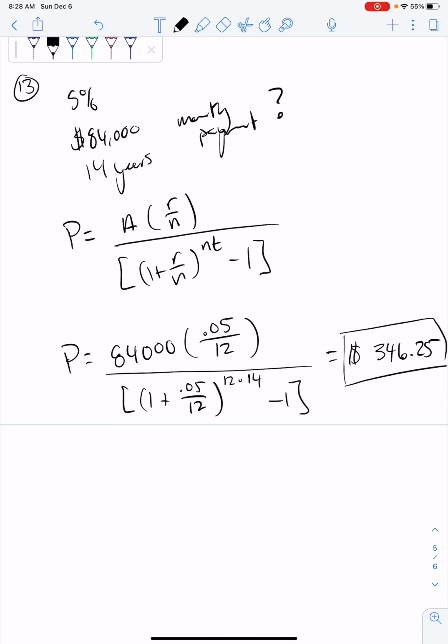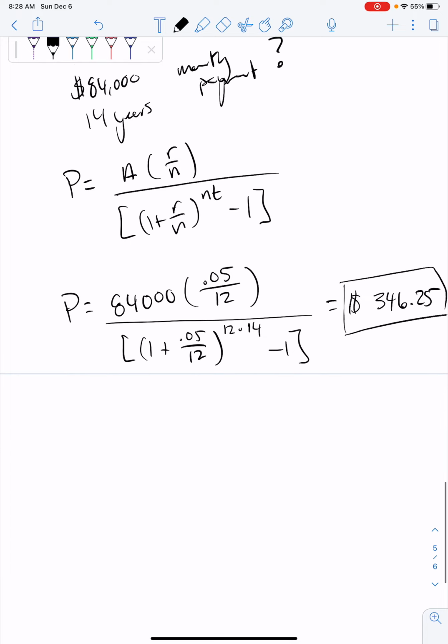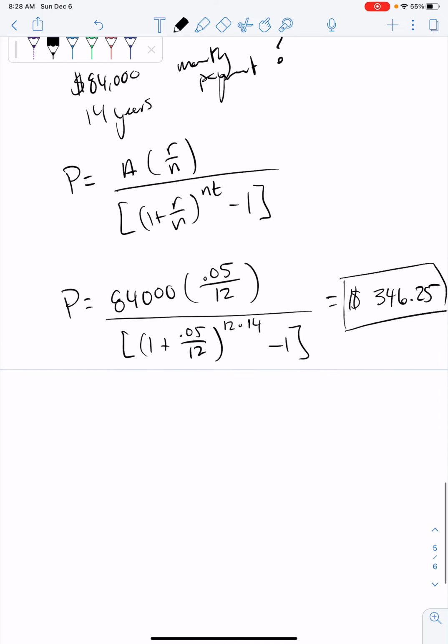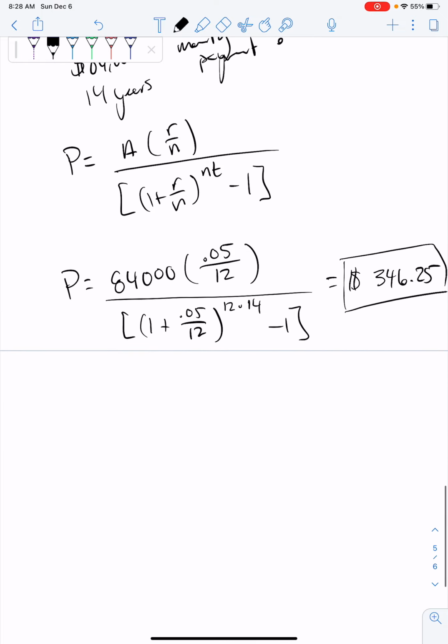So if you wanted to save up $84,000 in 14 years, you would need to put $346 in the bank every month. Okay, number 14. Getting away, no new formula, same idea. At age 45, you start saving for retirement. You get 6% interest. You want 0.9 million in 20 years.